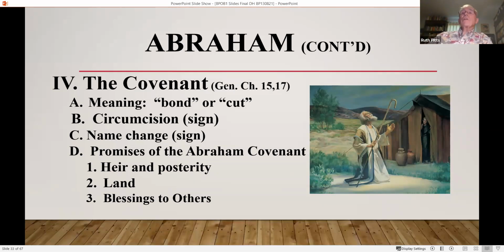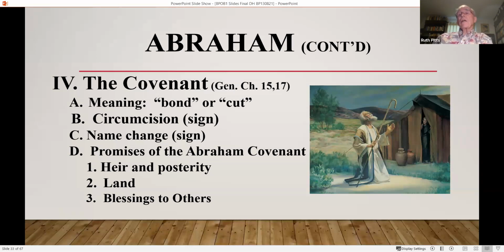Okay, so the covenant with Abraham is very important. The word means to bond or to cut. This comes from the idea of cutting an animal in two, placing it at two sides, and then walking through it with the idea that you're walking with God through this. And this is the agreement that is reached, and this is what binds the two together. Circumcision is a sign of the covenant. The name change is a sign of the covenant, so it goes from Abram to Abraham.